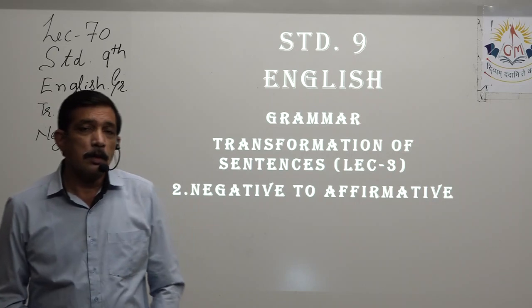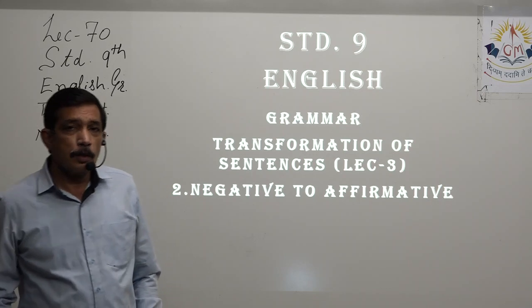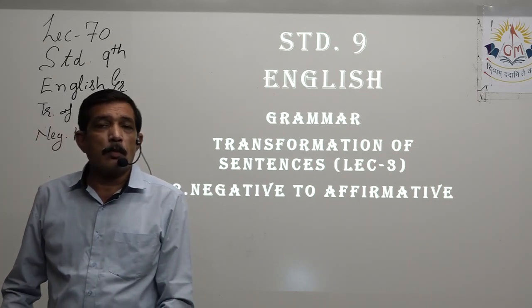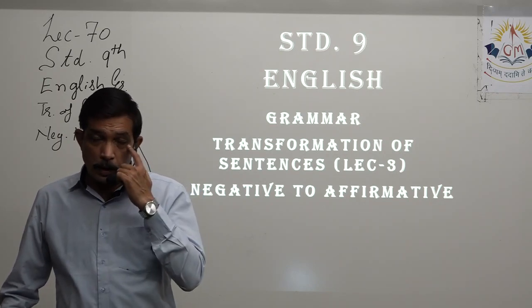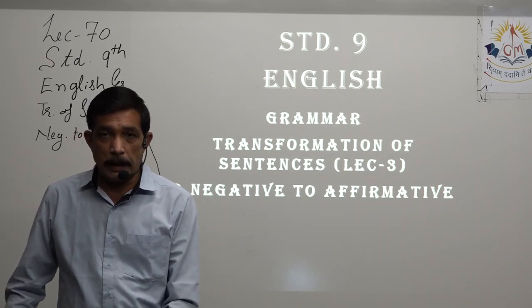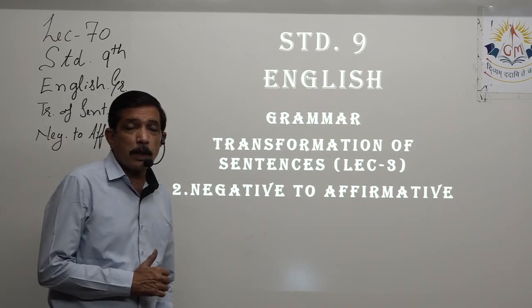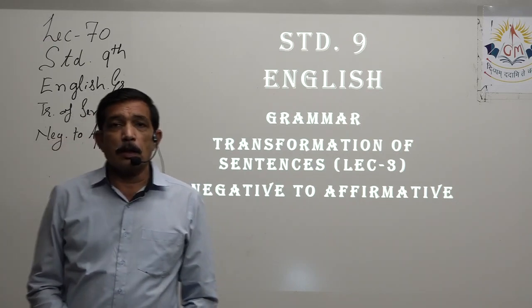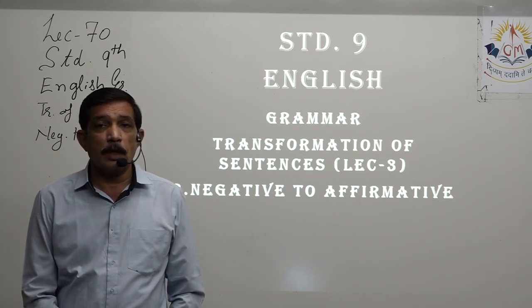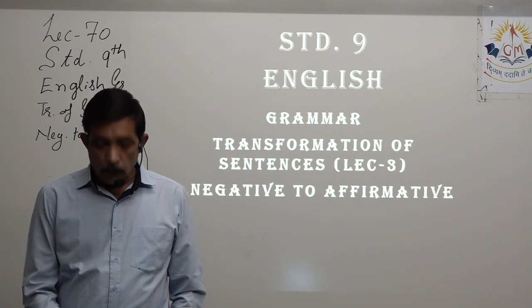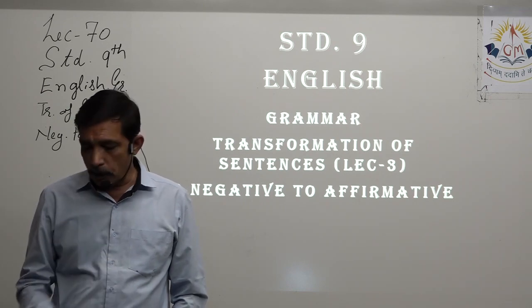Students, this is the third lecture where we are learning the topic of negative to affirmative, the second topic in transformation of sentences. The first topic that we learned was affirmative to negative. In the previous lecture we started with the second topic, negative to affirmative. Let us take a quick recap along with the examples that we learned. And please check, students, whatever you have written in this second topic.